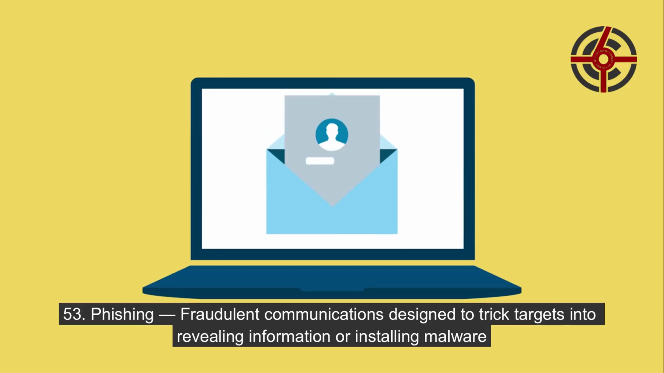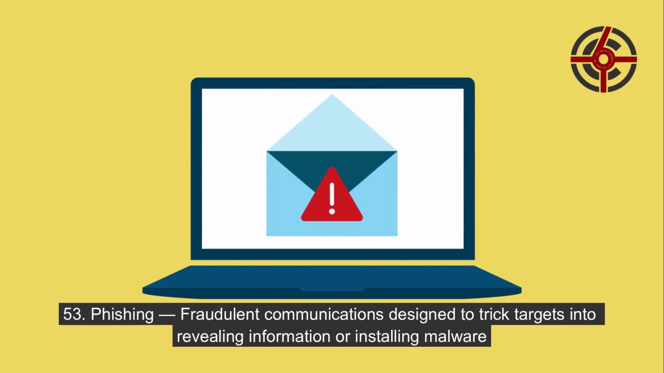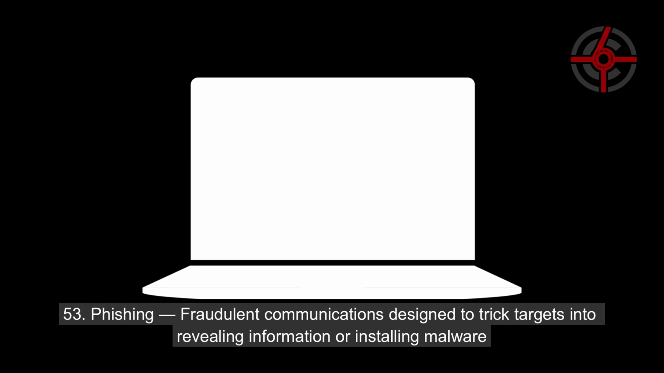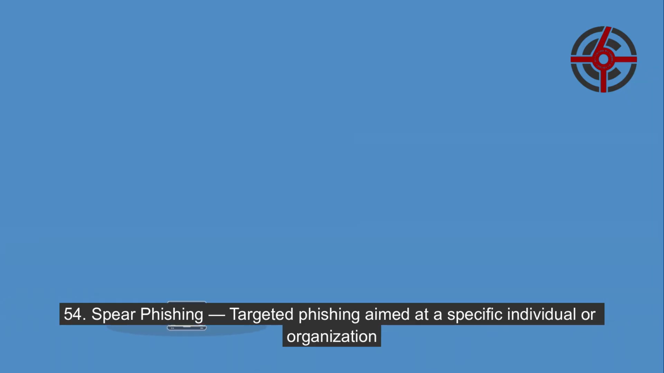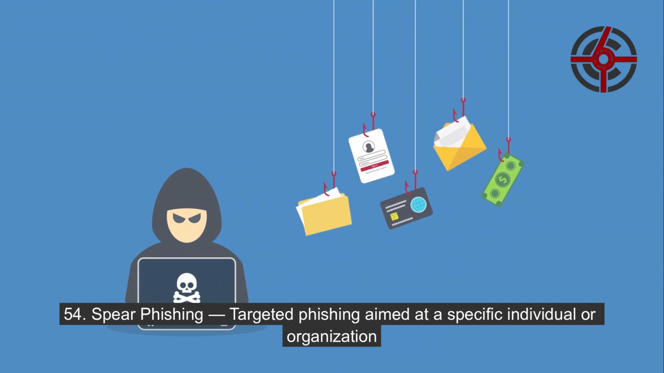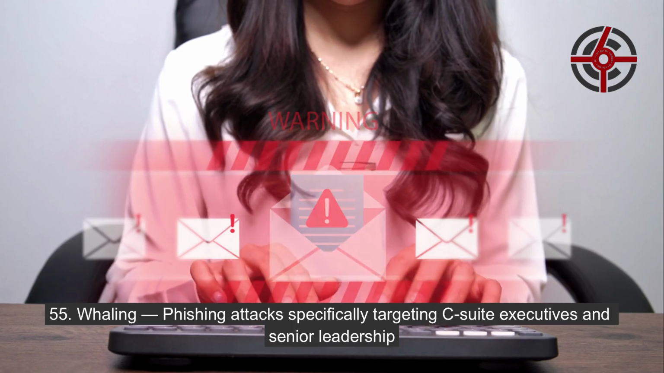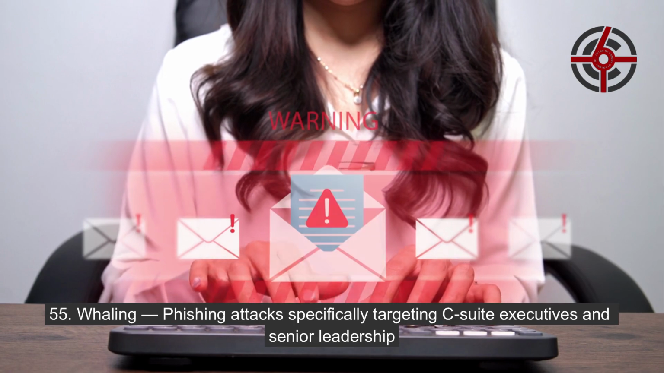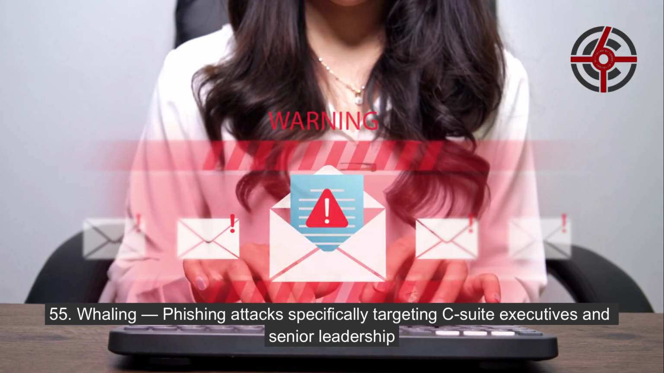53. Phishing. Fraudulent communications designed to trick targets into revealing information or installing malware. 54. Spear phishing. Targeted phishing aimed at a specific individual or organization. 55. Whaling. Phishing attacks specifically targeting C-suite executives and senior leadership.